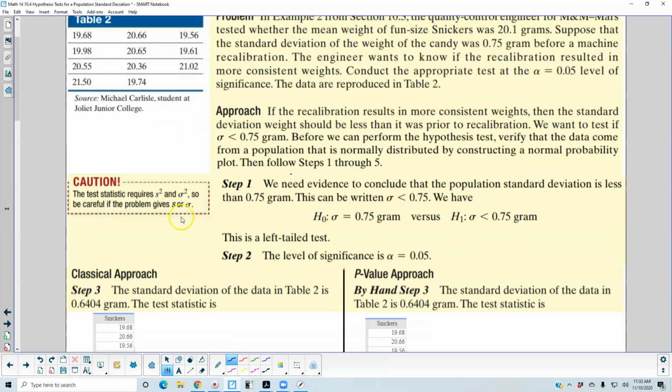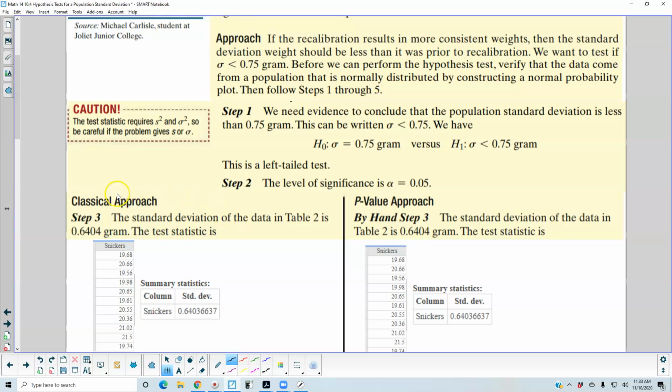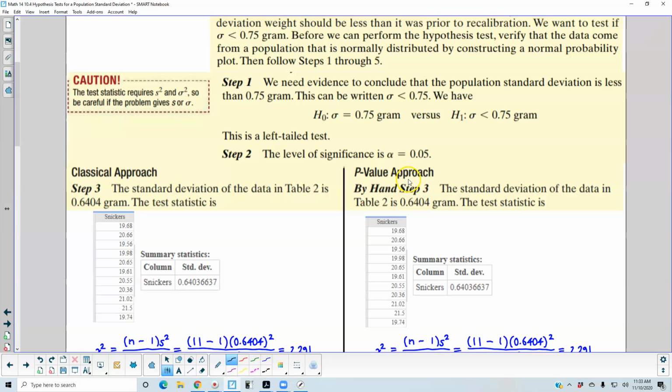Now, the one thing you want to be cautious of is that the test statistic requires a sample variance or a population variance. So be careful if the problem gives a sample standard deviation or a population standard deviation. Now in step 2, we know that the level of significance is alpha, which is equal to 0.05. Now I'm going to use the classical approach on this example and then create a separate video for the p-value approach.